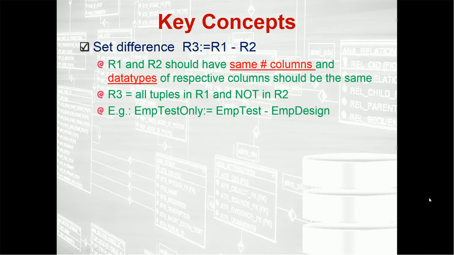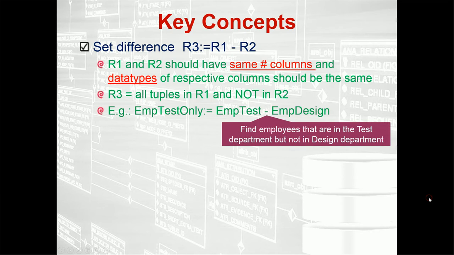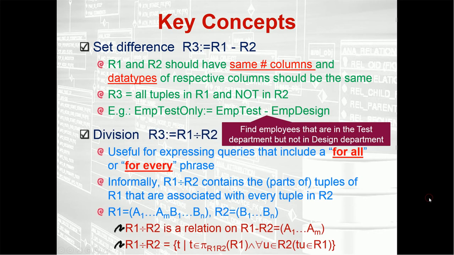In set difference, R1 and R2 have the same number of columns and the data types of respective columns should be the same as well. Note that the resultant relation R3 contains all tuples in R1 and not in R2. The example you see here allows us to find employees that are in the test department but not in the design department.